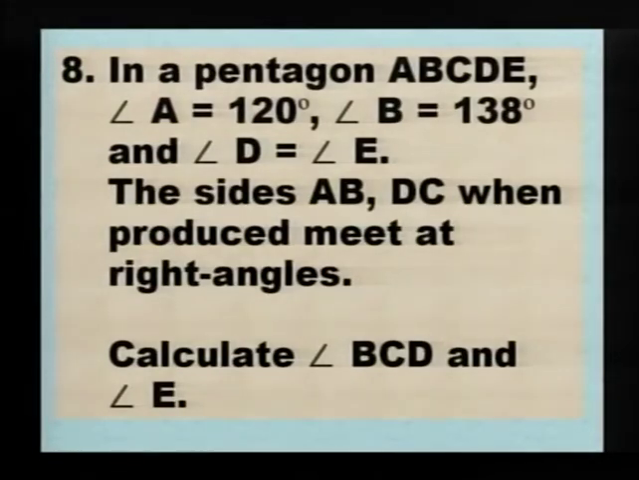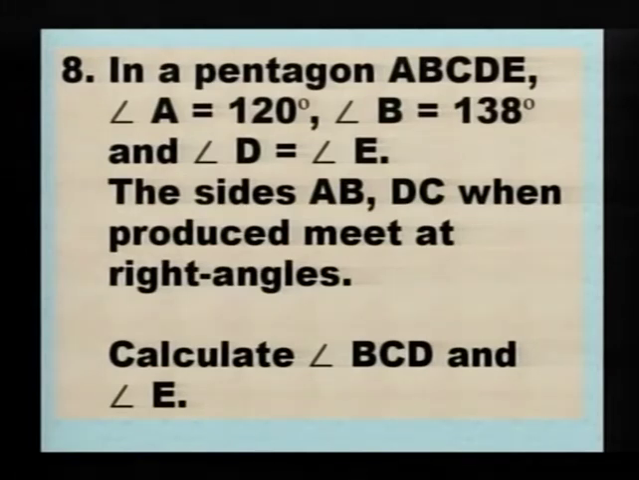Okay, I'll explain number 8 then if nobody has done it correctly. In a pentagon ABCDE, angle A is 120 degrees, angle B is 138, and angle D and E are equal. The sides AB and DC, when produced, meet at right angles. That means when a side is produced, it is extended. It is made longer. Okay, you have to calculate angle BCD and angle E.